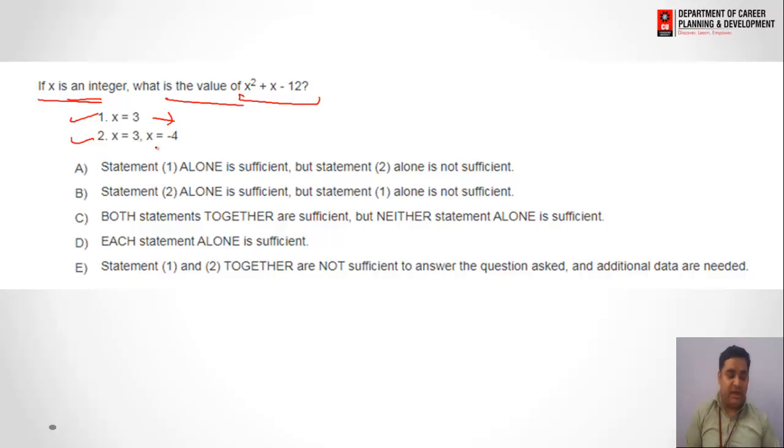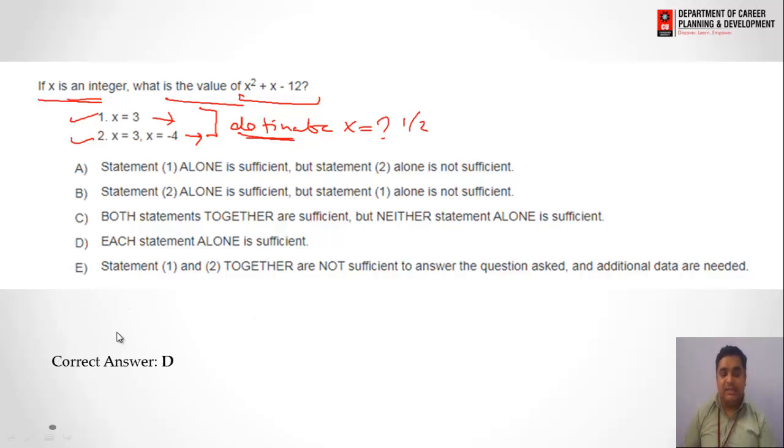In the first equation we have the absolute value of x, whereas for the second we have two values for x, but again in both conditions we have a definite value for x, whether it's one value or two values. Hence the answer for this question is option number D again, as each statement individually or alone is sufficient to answer this question.